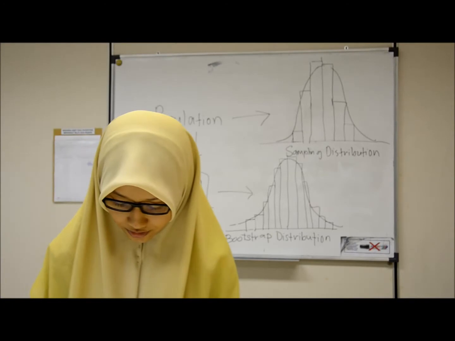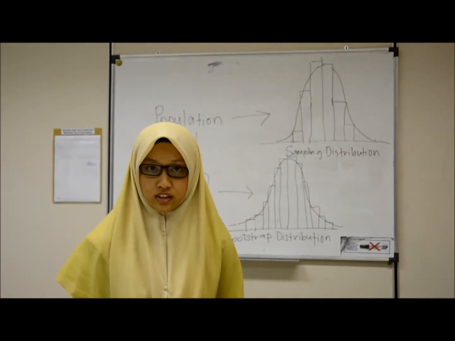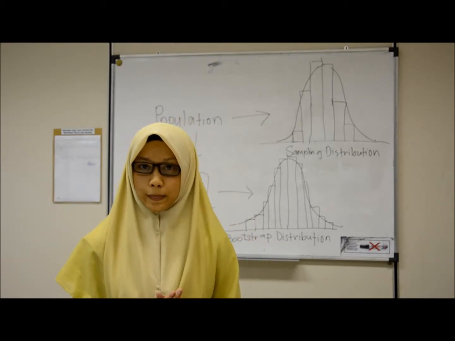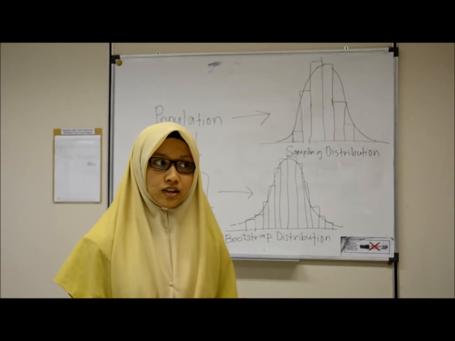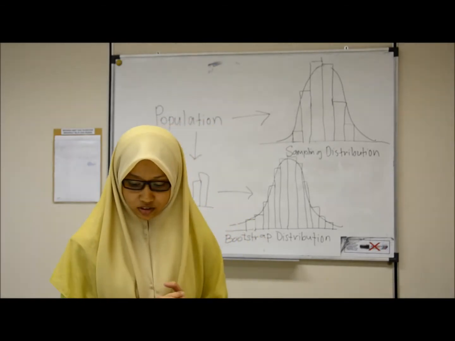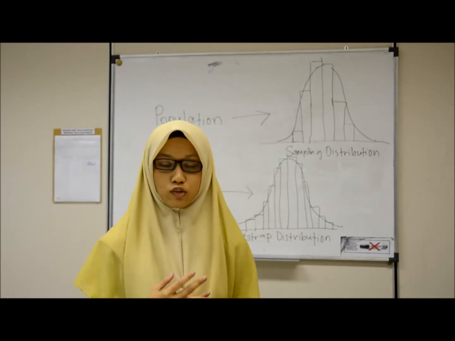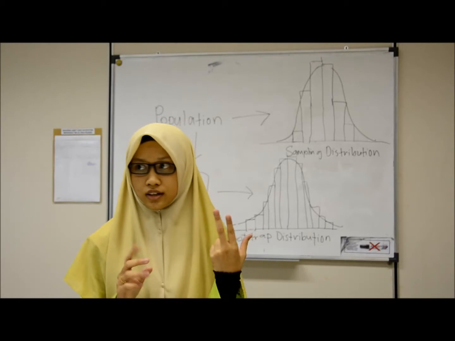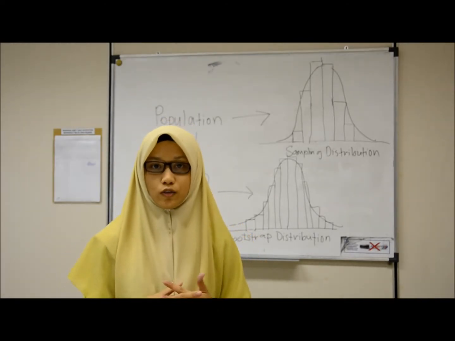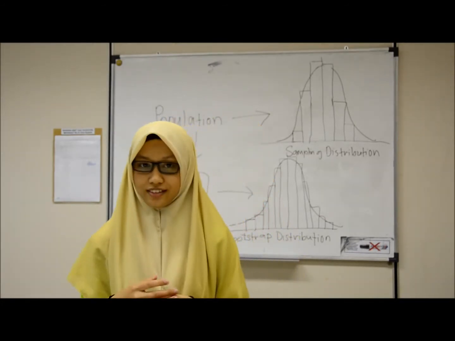The second step is to calculate the bootstrap distribution. It depends on what we want to find, whether the mean, standard deviation, and so on. And lastly, we use the bootstrap distribution to get information about the shape, the center and spread of the sampling distribution.